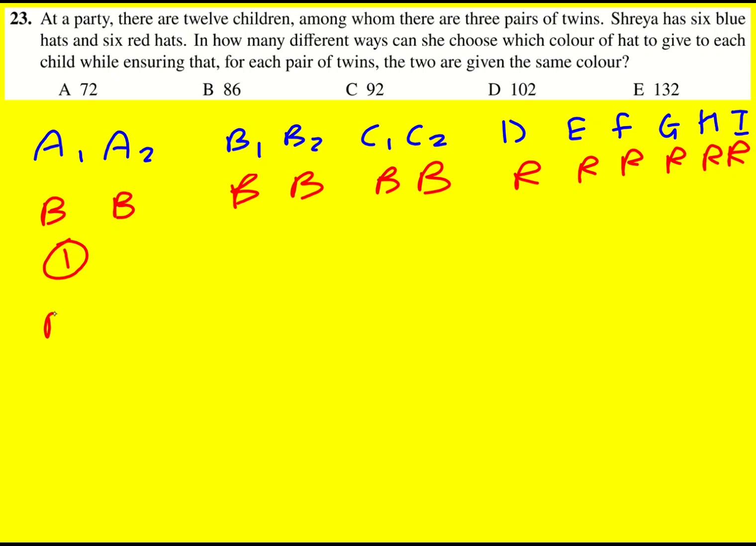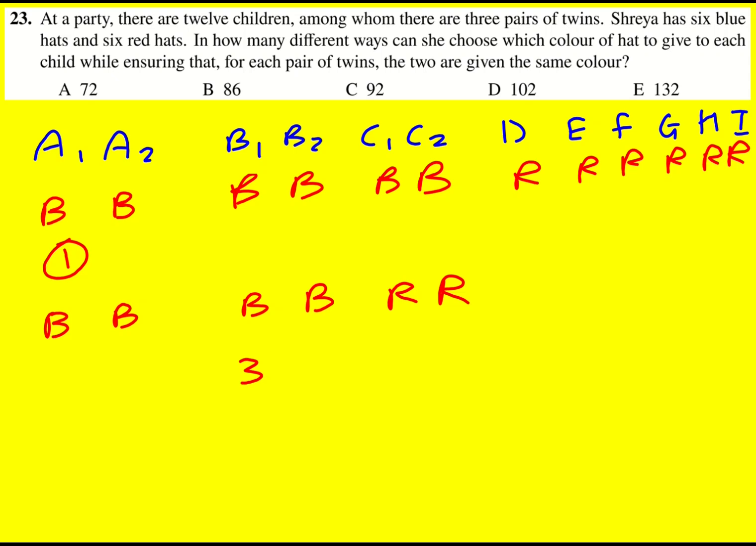Let's look at the situation where there's 4 blue hats being given out to the twins. And this is actually going to be equivalent to 4 red hats being given out to the twins. So again, I can just find this and then double it. Now, there's going to be 3 different ways that I could arrange this. I could have red, red on the A's, on the B's, or on the C's. So let's just make a note of that. It's going to be 3.